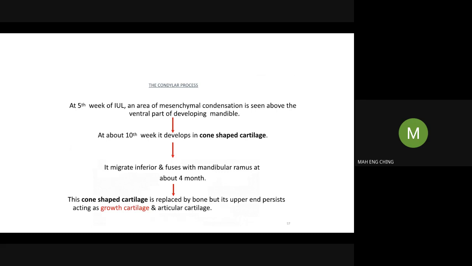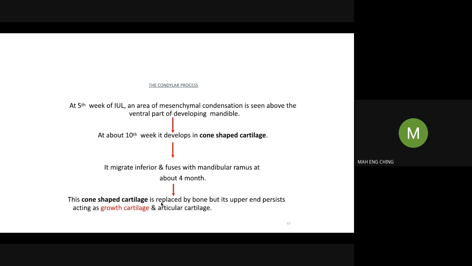So first we'll talk about the condylar process. At the 5th week of the IUL, you see, all start with this mesenchymal condensation. It's seen above the ventral part of the developing mandible. So at the 5th week, while the mandible is developing, we start seeing this secondary cartilage start to form. About 10 weeks, it develops a cone-shaped cartilage, and then this cone-shaped cartilage will migrate inferiorly and fuse with the mandibular ramus. You see the mandible covers this cartilage at about 4 months.